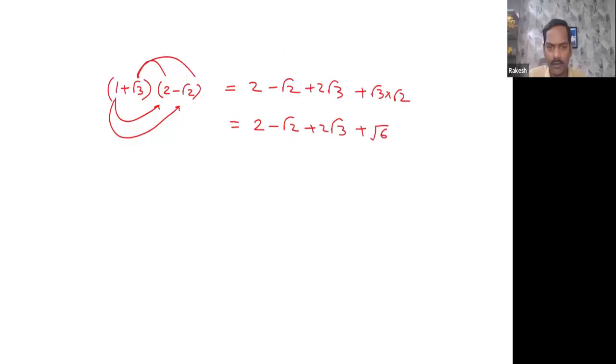So we get 2 minus root of 2 plus 2 root of 3 plus root of 6. Right? Nothing is common, as you can see. This is only under root of 2, there is nowhere else where we have only under root of 2. This is under root of 3. This is under root of 6. So this will remain as it is. There is no further simplification we can do.